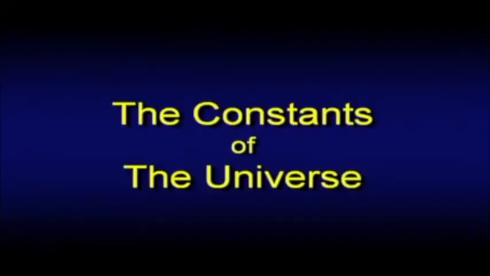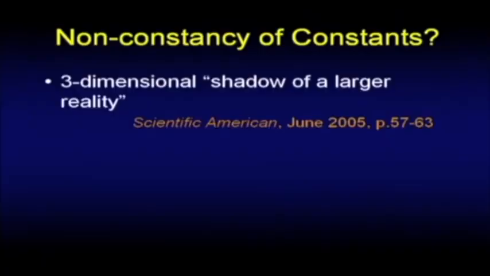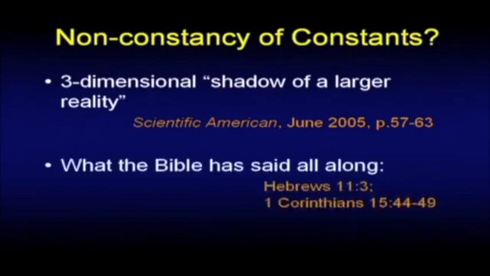So I want to give you another example of some strange linkage between our physical universe and the biblical text. It turns out that scientists are concerned because they're beginning to realize that the constants of physics are not constant. They may be changing. I've got a number of stories about that, but I'll pass on it here. And of course, the Scientific American thing I just quoted, that our three-dimensional existence is a shadow of a larger reality. That's what the Bible has said all along. The first 3 verses of Hebrews 11 and 1 Corinthians 15 all deal with this issue.